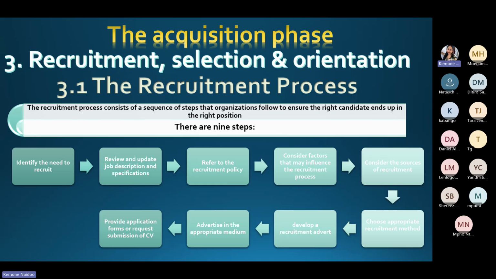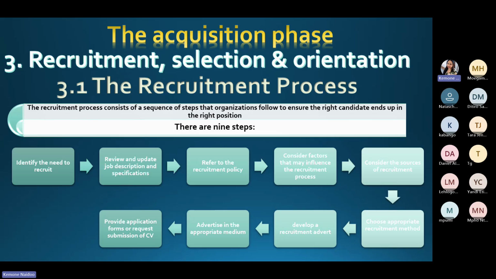In the next step, we are going to choose the most appropriate recruitment method. So how are we going to recruit, or how are we going to reach out to people? Is it going to be through social media? Is it going to be through our website? Is it going to be through another platform? Sometimes you have recruitment agencies that do help businesses out a lot when it comes to this step. And then you can also develop a recruitment ad, or if you are going through a recruitment agency, they usually develop this ad.